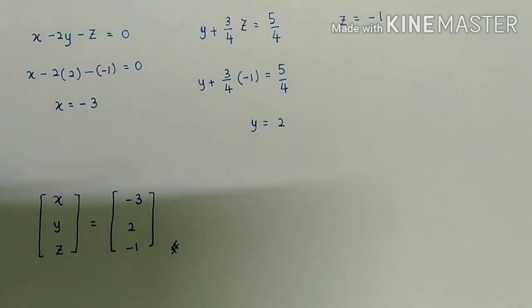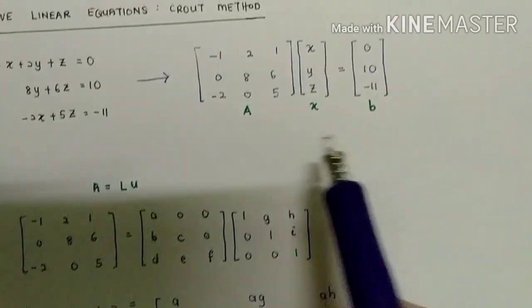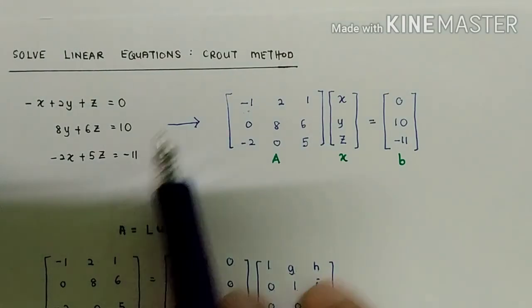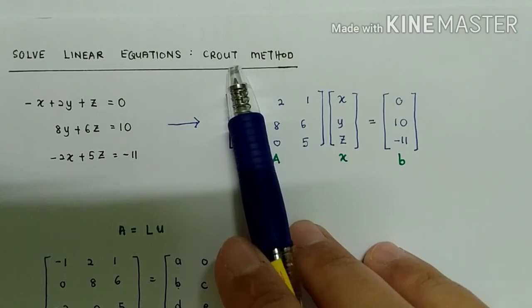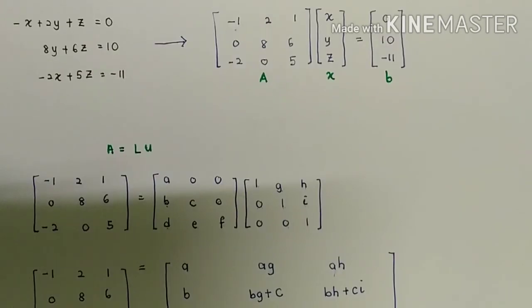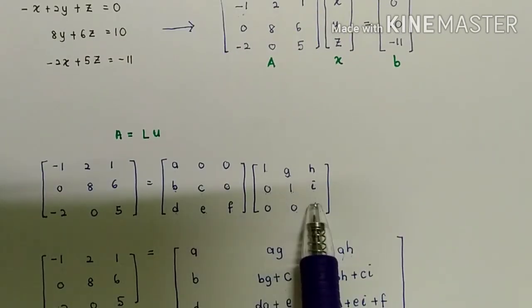Okay, so this is the solution for these linear equations by using the Crout method. So I repeat, the steps to solve linear equations by using the Crout method are the same as by using the Doolittle method. The difference is only the formula for matrix L and U.